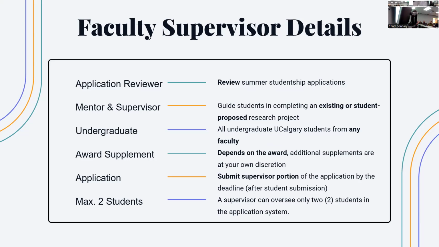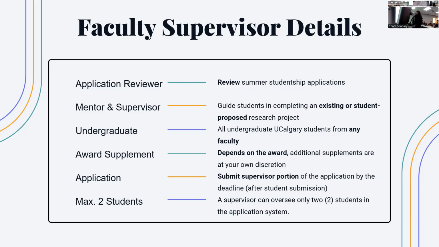And as a faculty supervisor, you will be acting as a mentor and of course a supervisor for the research that's being conducted over the summer. You'll be working with the student, you'll be guiding them, teaching them how to do research or challenging them in ways to help them grow and develop as young researchers. And of course, I mentioned that you'll be working with undergraduate students only. So this is all for students who are doing a 4-year degree with UC.